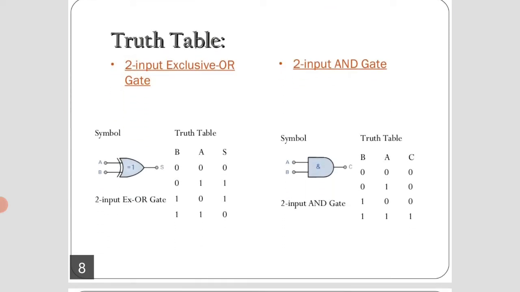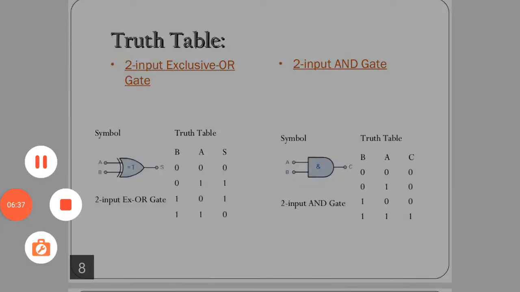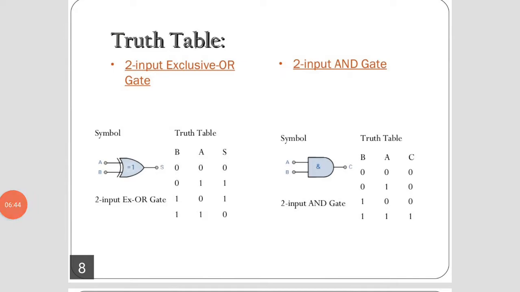The truth table for the 2 input exclusive OR gate and the 2 input AND gate is as shown in the figure. Firstly, for the 2 input exclusive OR gate, or XOR gate, the inputs are A and B. The output of the XOR gate is sum. So how is it obtained? In the truth table, for inputs B and A of 0 0, the output sum is 0.